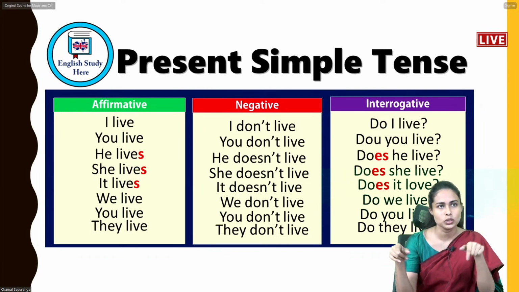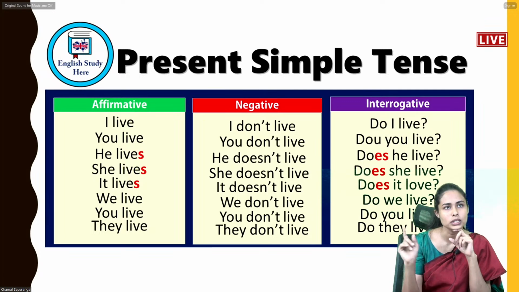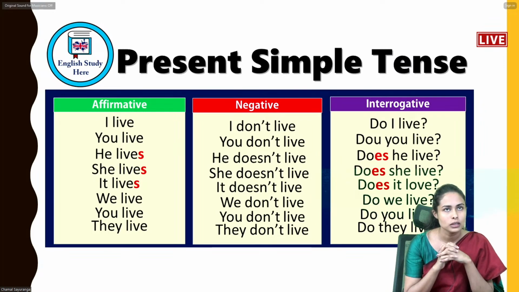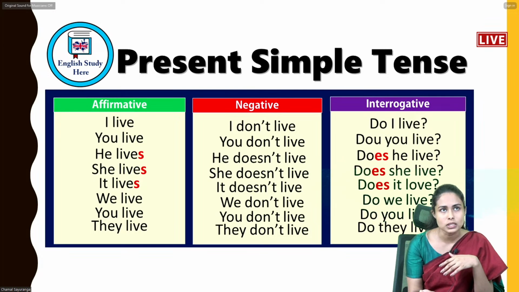So make sure to include all three parts with your verb, right? Do not live, does not live. There are three parts, and then you can go on with the rest. When it comes to an interrogative, when you have to ask questions, make sure to bring the helping verb do or does to the front.